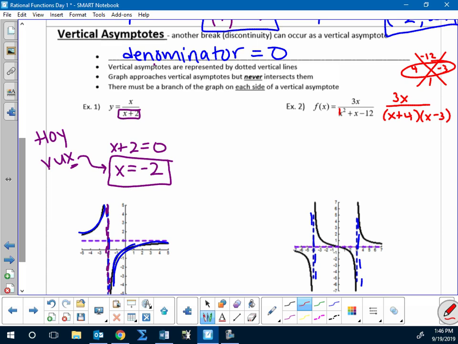If factoring is not your friend, I would strongly suggest staying after school on Monday with me. I'm going to do a factoring review session for you. So if you don't like factoring or you're terrible at it, I will see you Monday after school.